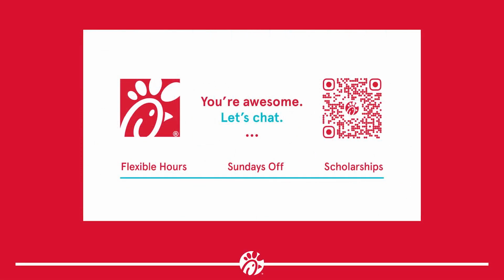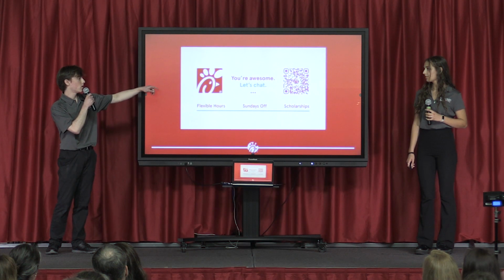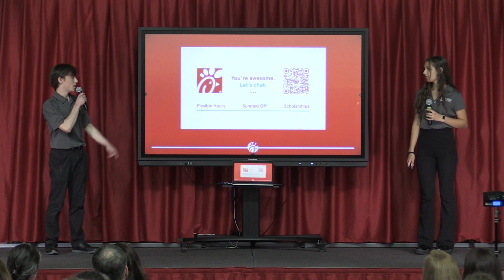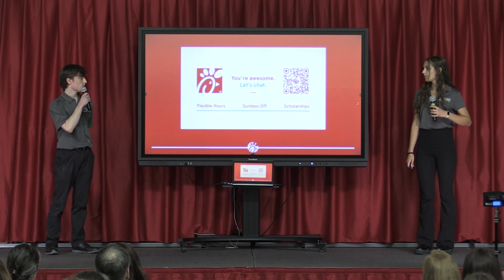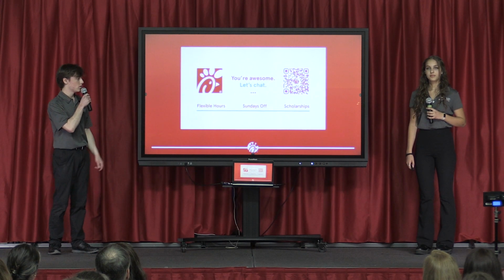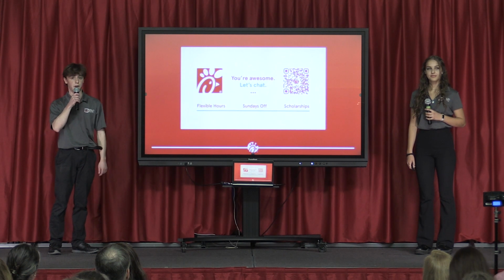This is my final product. I ended up making many changes from the original sketch during the digitization process, and I added a square logo on the left with a QR code on the right to create symmetry, and "You're awesome, let's chat" in the center. Then I added flexible hours, Sundays off, and scholarships on the bottom. Finally, I used Chick-fil-A blue to add variety to the all-red text.